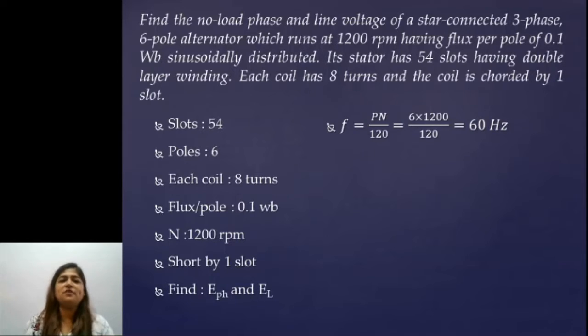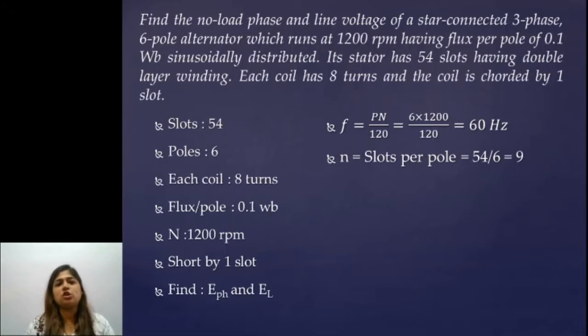Okay, so the very first step is to find out frequency because speed is given, you're not given the frequency, so we will find out frequency whether it is asked or not. Frequency is given by Pn by 120. Substituting the values we get frequency as 60 Hz. Once we have the frequency, the next step is to find n. I told you every time we need to keep n ready. So n is slots per pole. Substituting the values of slots and poles, we get the value of n as 9.